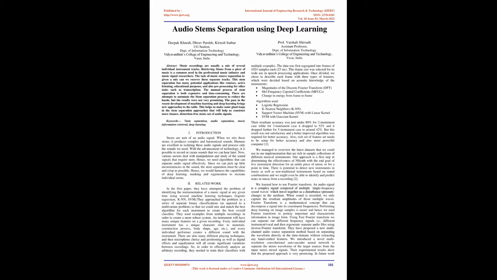Introduction. Stems are units of an audio signal. When we mix these stems, it produces complex and harmonized sounds. Humans are excellent at isolating these audio signals and processing only the sounds we need. With the advancement of technology, it is possible to record or create sounds that we can hear later. Now, various sectors deal with manipulation and study of sound signals that require stems.